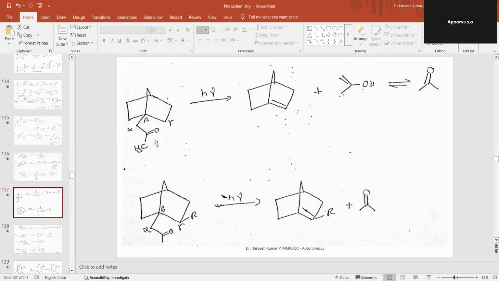I will take one more example. So here alpha, beta, and then gamma. This is the gamma. That means here hydrogen abstraction is forming these products. Two products of the Norrish type II reaction. This is again one more identical one. I will go to the next slide.